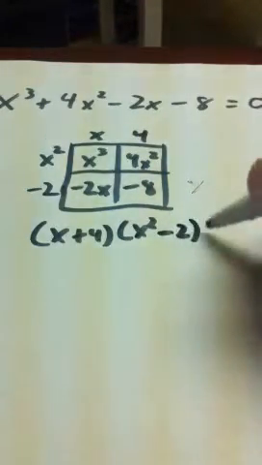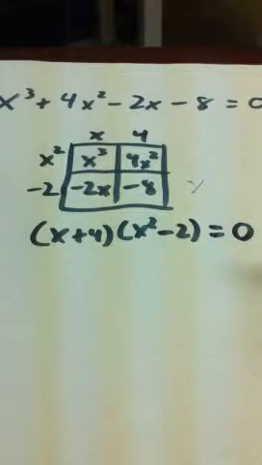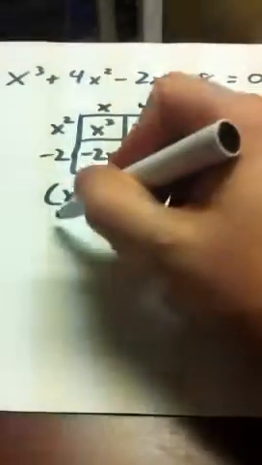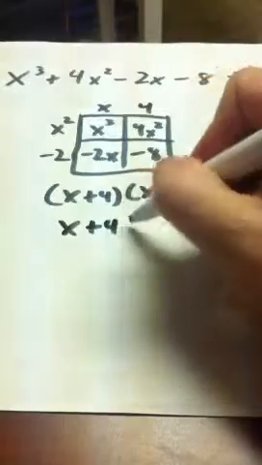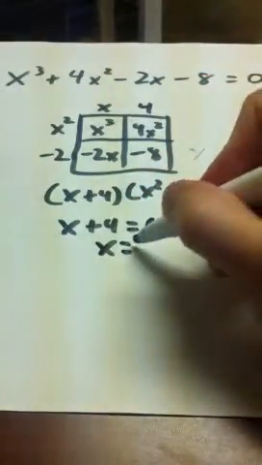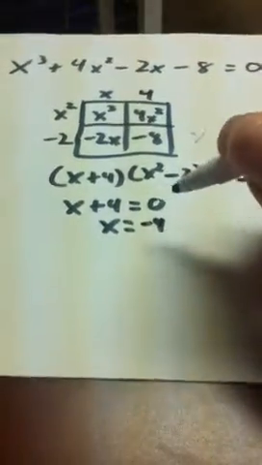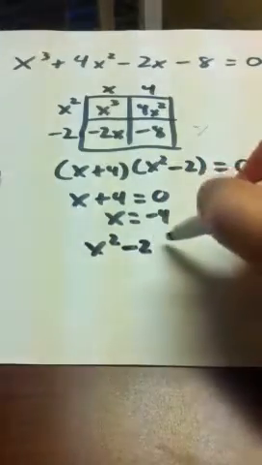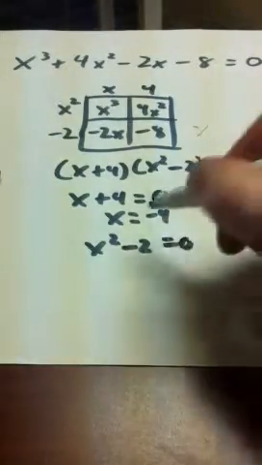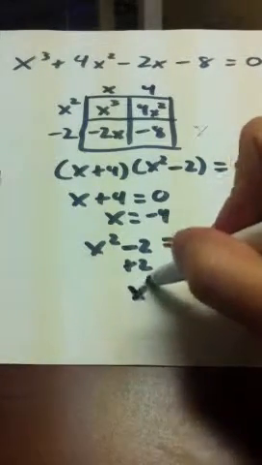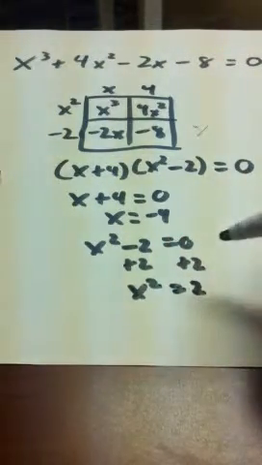Okay, so I'm going to get my two parentheses, x plus 4 and x squared minus 2. Now, since it's an equation, it's set equal to 0. And then just like we did before, we're going to set each factor equal to 0 and solve for x. So one equation I'm going to have is x plus 4 equals 0, which is x equals negative 4. And the second one's going to be a quadratic, x squared minus 2 equals 0. So to solve, I'm going to add 2 to isolate that x squared, so x squared equals 2.